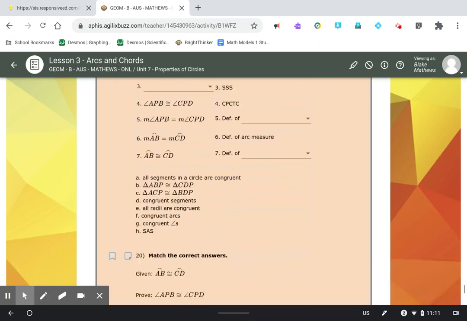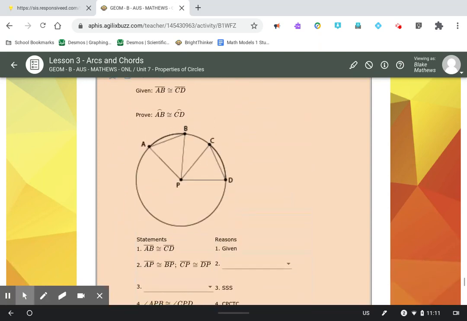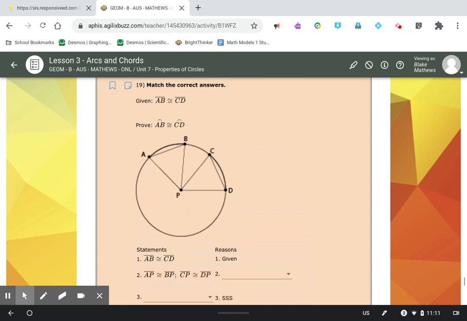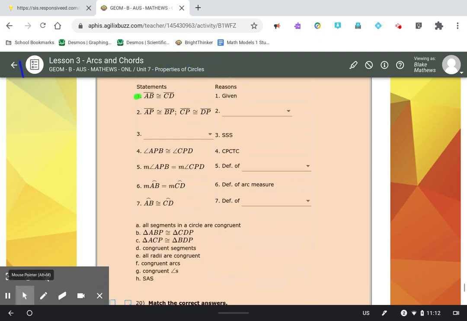And then we get to another proof. Oh, 2 proofs. Great. All right, let's go over these together. This video is going to be a little long because of all these proofs. AB is congruent to CD. That's given. So they're saying these are congruent. That's what we're doing here. AP is congruent to BP, and CP is congruent to DP. That should be obvious. That is coming from the fact that these are all radii of the circle. So they're congruent, and that's because all radii are congruent. That's answer choice E. That's answer choice E for number 2.